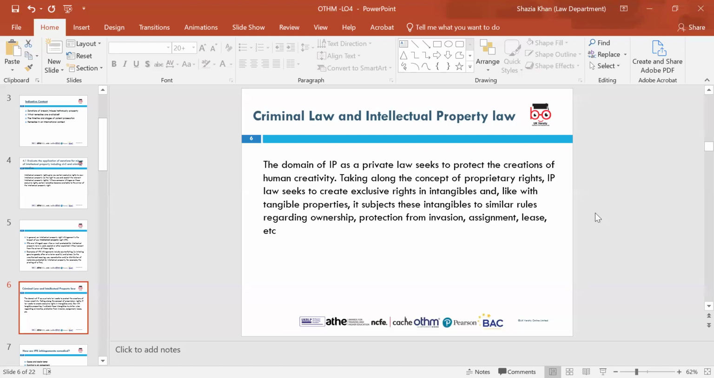So the domain of intellectual property as a private law seeks to protect the creations of human creativity, taking along the concept of proprietary rights. So who has the proprietary rights? Intellectual property law seeks to create exclusive rights in intangibles, and like any tangible properties, it subjects intangibles to similar rules regarding ownership, protection from evasion, assignment and lease, etc. So it looks at the elements of this.